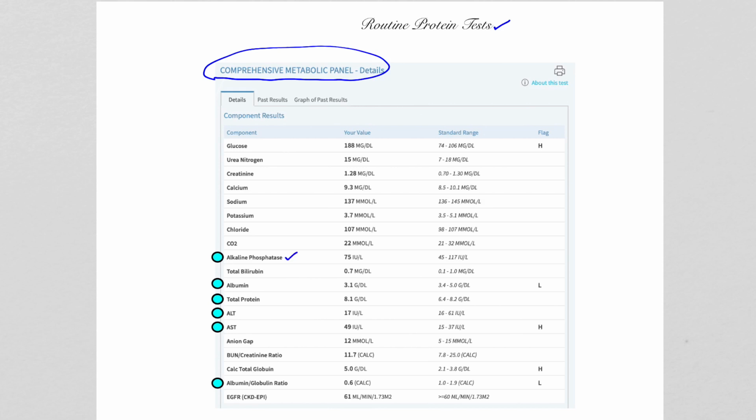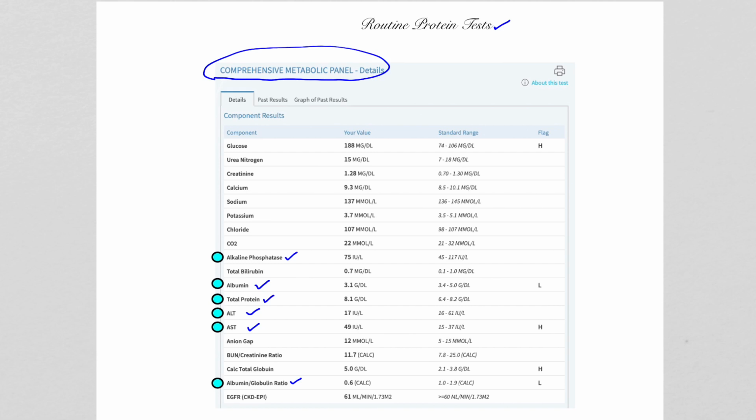Alkaline phosphatase, for example, is an enzyme. Albumin is a protein found in the bloodstream that has many functions. This is total proteins in the blood. We'll talk about all this in future videos. ALT is an enzyme. AST is also an enzyme. And there is this albumin-globulin ratio. So albumin is one of the blood proteins, and globulin is a mixture of blood proteins that we'll talk about in future videos.